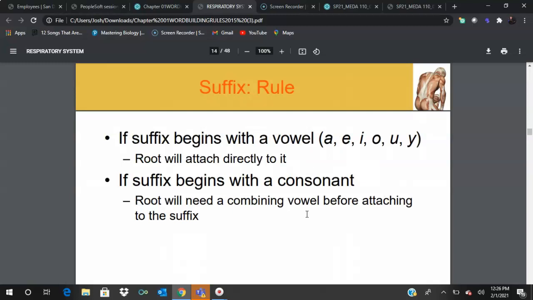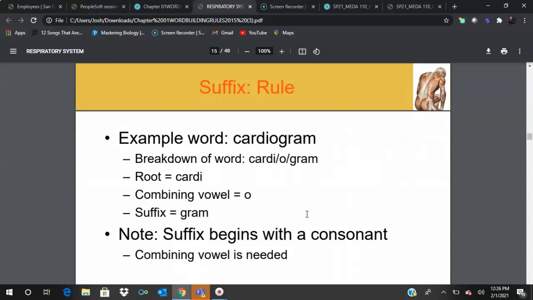Now, when we attach these suffixes, there is a rule for how we add them, okay? If the suffix begins with a vowel, A, E, I, O, U, and sometimes Y, then the suffix will attach directly to the root. But if that suffix begins with a consonant, so any other letter besides those, then we're going to need that combining vowel. That's why that combining vowel is there and why it's important. We need it if we're going to combine two word roots together, but we also need it if we're going to add a suffix and that suffix begins with a consonant. We'll see a couple of examples of this as we go through.